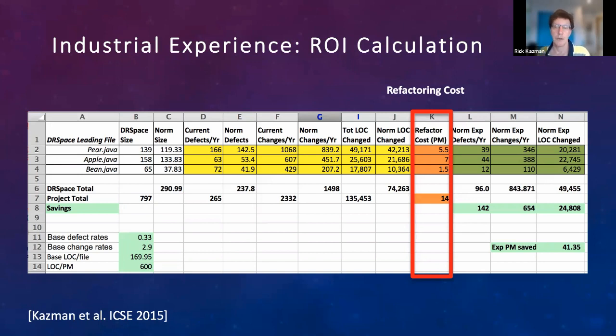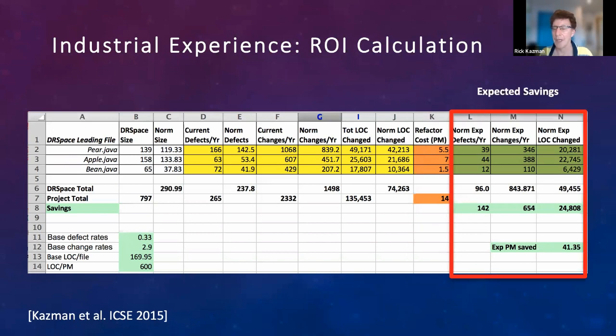So once we identified the design flaws, we could say it's these 6 files, this is the flawed relationship. What would it require for you to refactor that to remove the flawed relationship? And so they came up with an estimate of 14 person months of effort to do this refactoring.